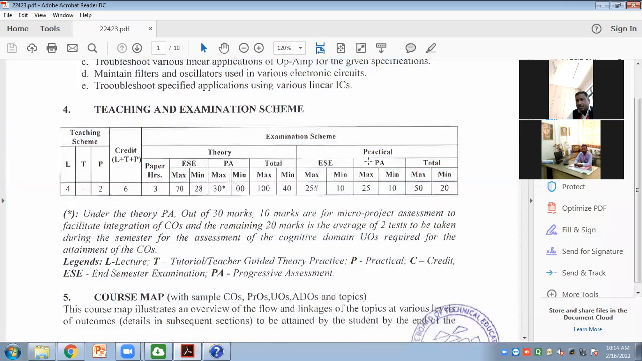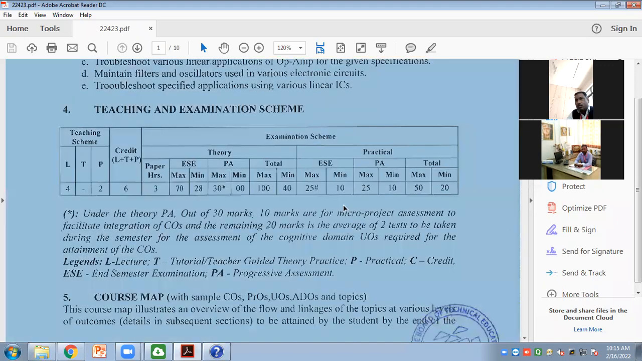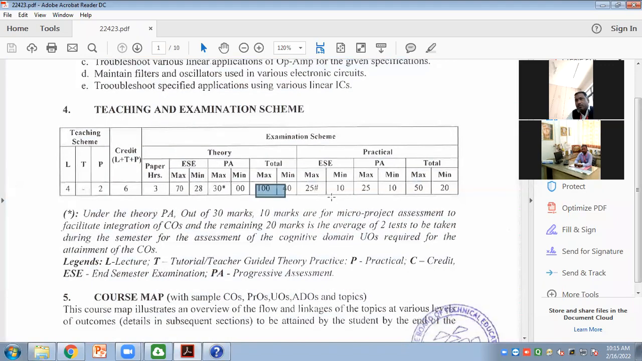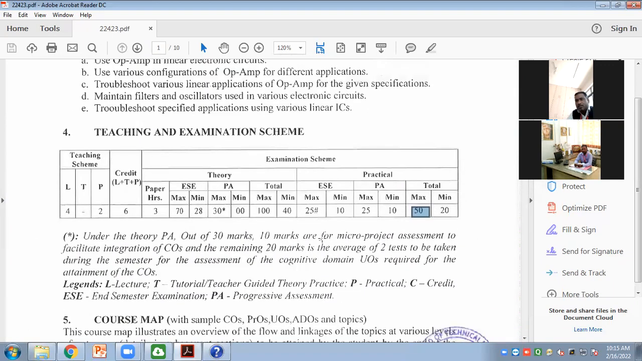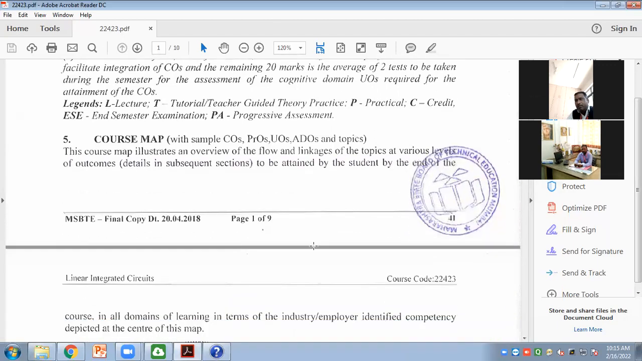Then progressive assessment means term work. So 25 marks term work is there, and out of that 10 marks is compulsory. So your manual completion or assignment completion will cover your 25 marks. So total marks for practical session is 50 marks. So total subject: 100 marks theory plus 50 marks for practical session. So total weightage for the subject is 150 marks.